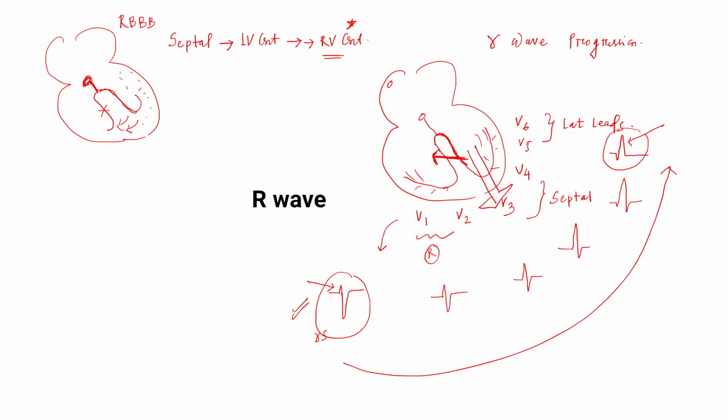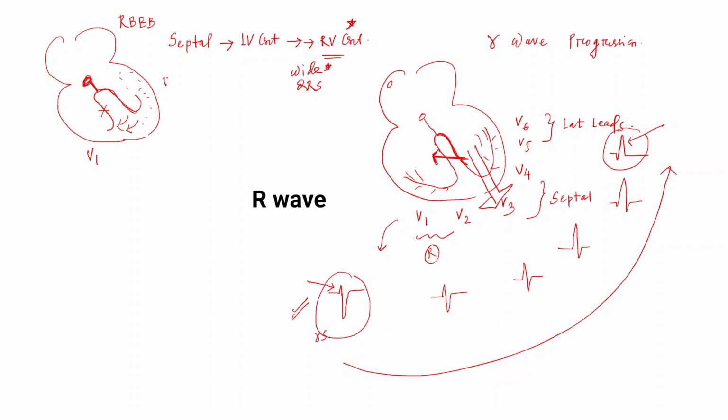That means this will be represented by a wide QRS complex, because here the conduction is happening slowly and the depolarization of the right ventricle is happening slowly, and that will be represented in the ECG as a wide QRS complex. Now we'll see how it will be seen in lead V1 and in V6.